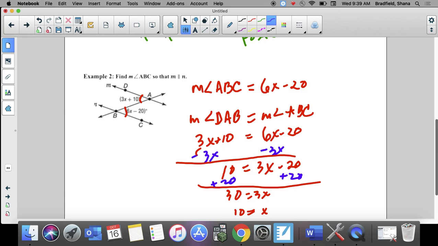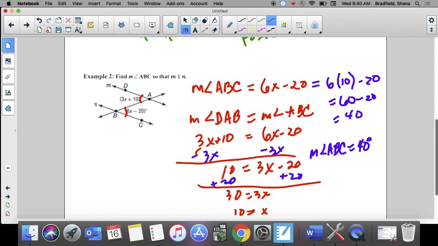We just don't have what the measure of angle ABC is. So we go back up to the top, and we're going to replace x with 10. We get 6 times 10 minus 20. So I get 40 degrees. So the measure of angle ABC is equal to 40 degrees.